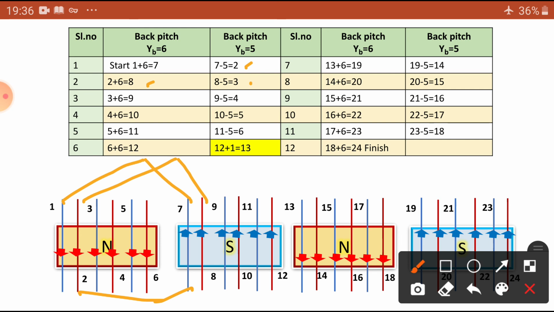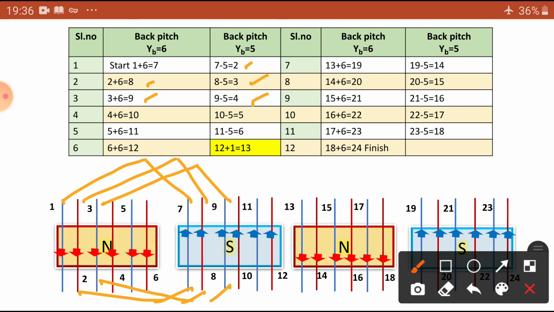The 8th is connected to the 3rd conductor. So here, the 3rd conductor is the blue one. Okay, the 3rd is connected to the 9th conductor. Where is the 9th? The blue color 9th. Okay, 9 is connected to the 4th conductor.